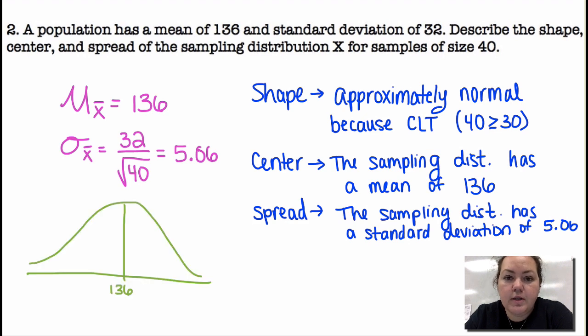All right, so if I drew this out, it would be approximately normal with the mean of 136 in the center, and then I'm adding 5.06 each time I go to the right, and subtracting 5.06 each time I go to the left.